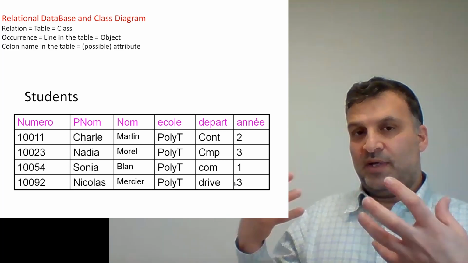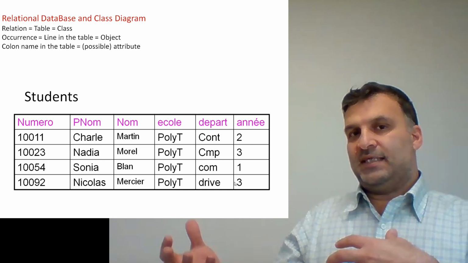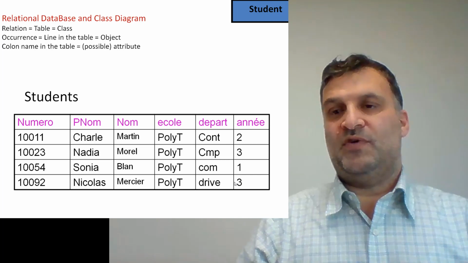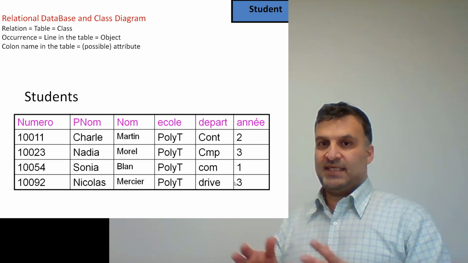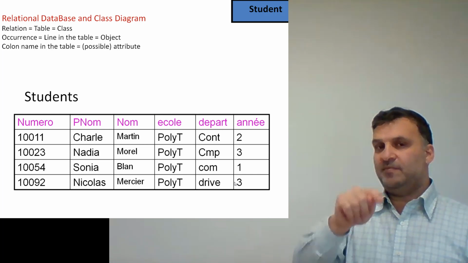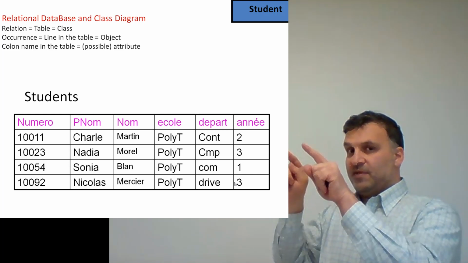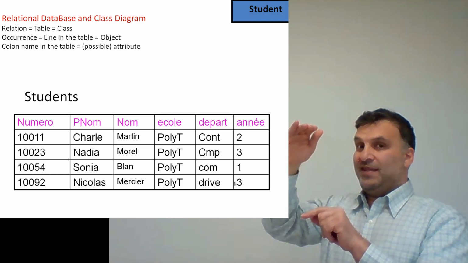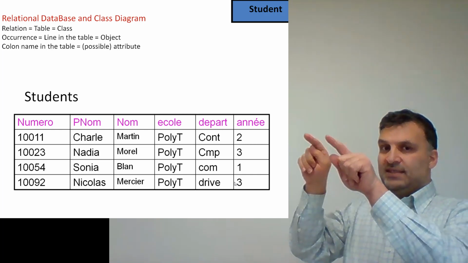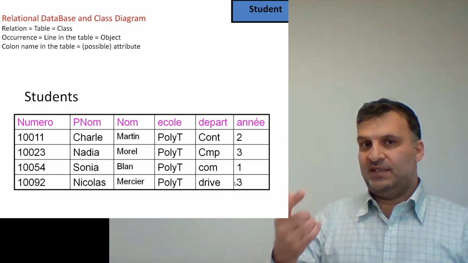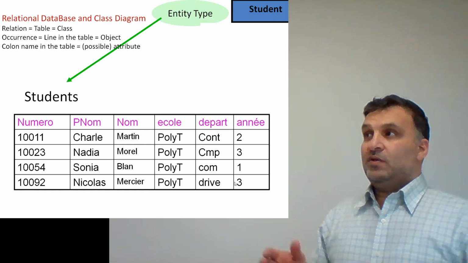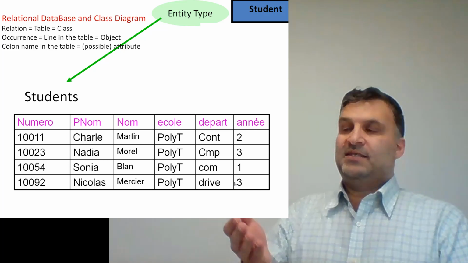So we can find the correlation between class diagram and relation in relational database. For example, if we have a student, it is a class, but it is a simplified representation of the class, because if you remember, we have two types of representation of each class. One with the details, with the attributes and with the methods, and the other with a simple representation that we use especially in the analysis. So student is an entity type. It represents the table students.